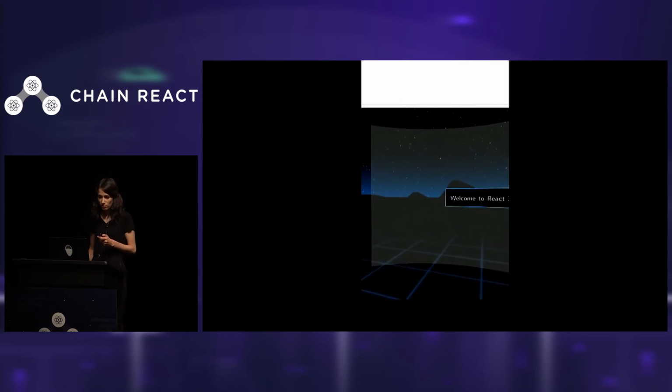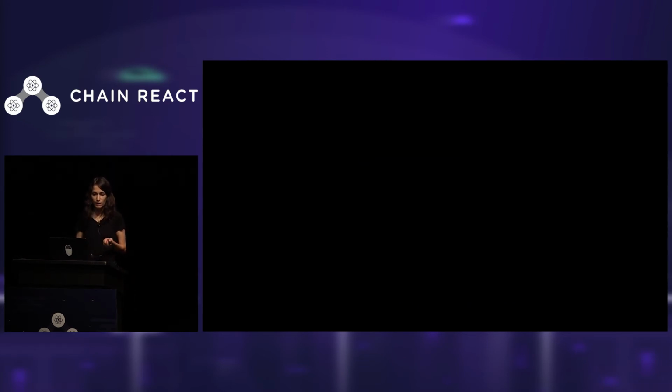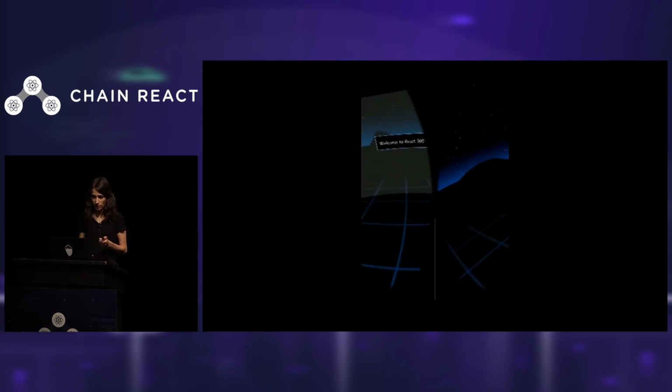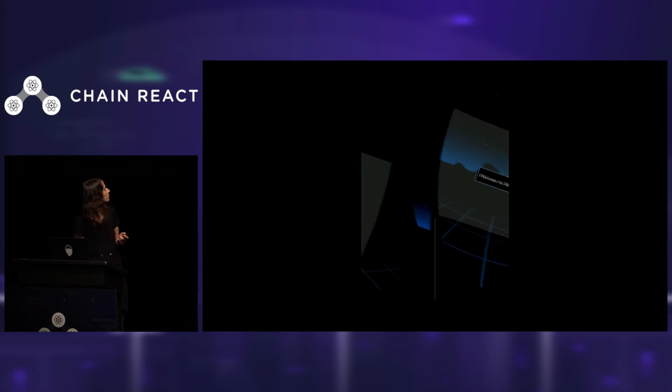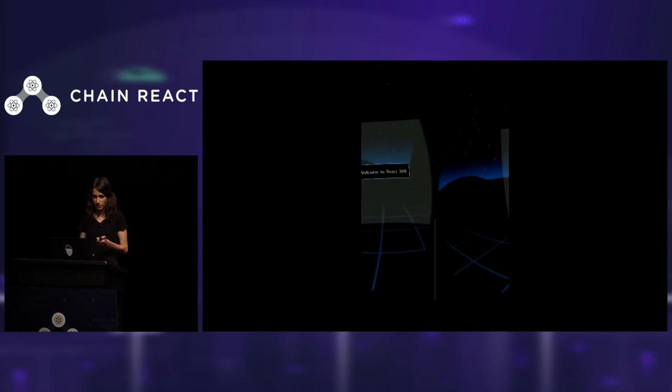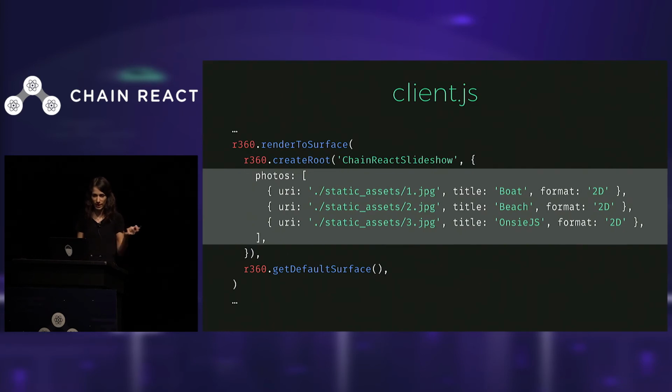It's not full screen, it should be. To change the example code to show us a full screen photo gallery, we just would have to adjust the client.js and the index.js. Within the client.js, we remove the default background image and we change the render to surface function a bit by giving the create root function an object with an array with all our photos as second parameter.